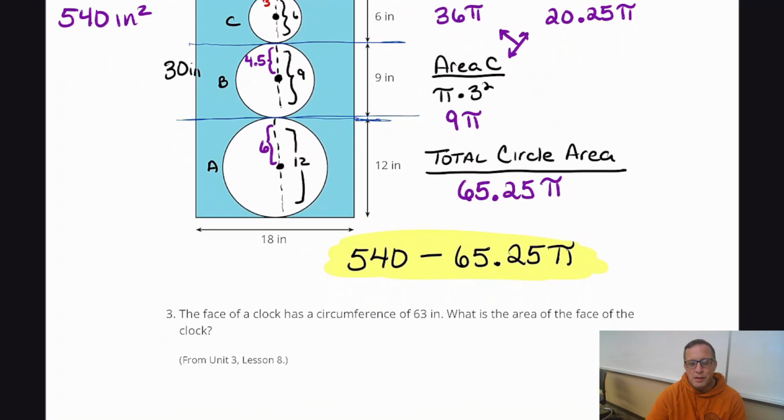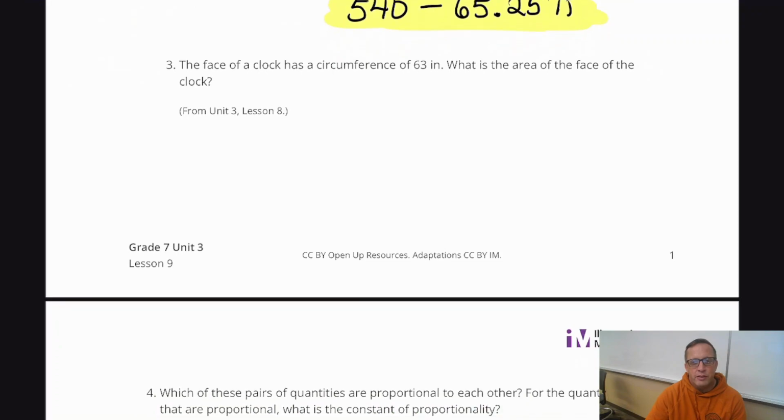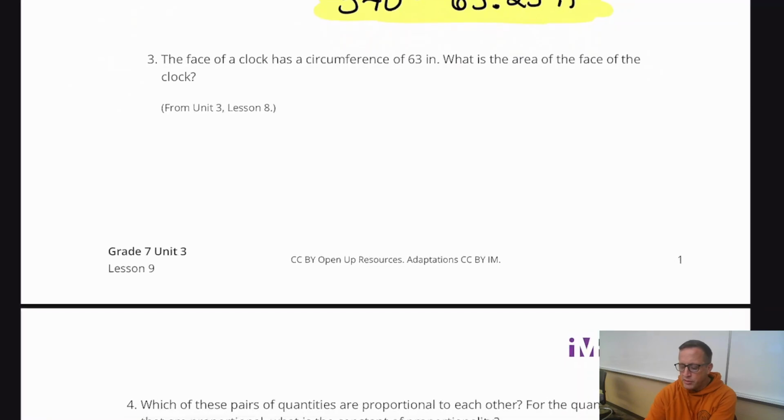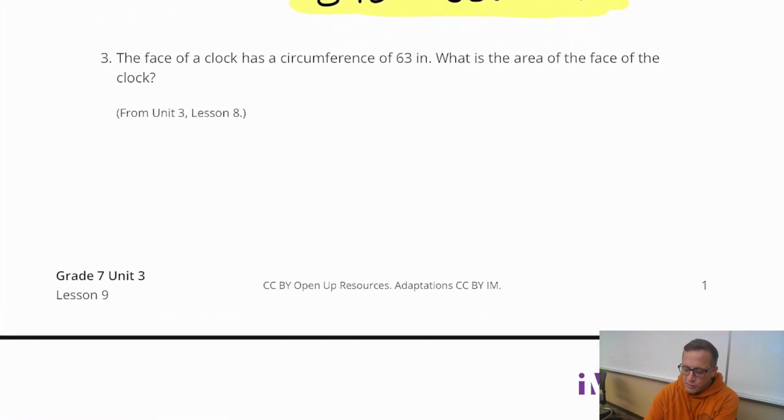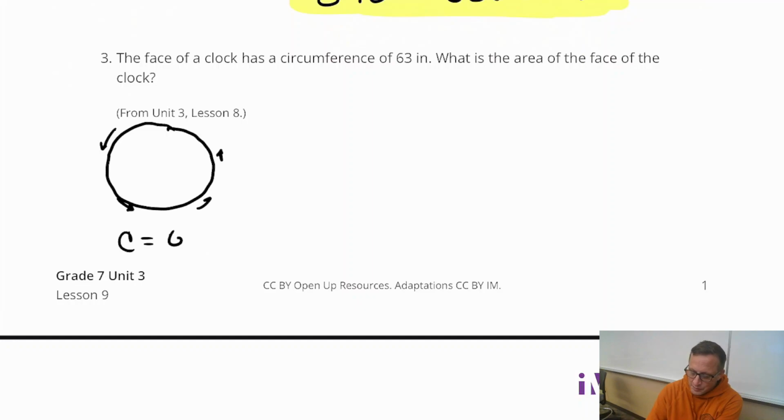Good enough, right? Number 3, the face of a clock has a circumference of 36 inches. What is the area of the face of the clock? All right, this is good. We haven't done one like this yet. So we've got circumference, and we need to figure out area from that. That's interesting. So we know the distance around it. The distance around it, circumference-wise, is 63 inches. So let's figure out how we arrived at that 63 inches.